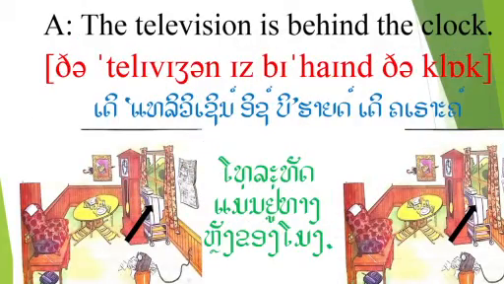Now the black arrow points to the television, right? The television is behind the clock. The television is behind the clock. Next, the new answer.